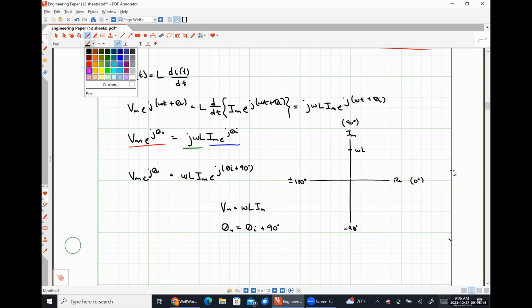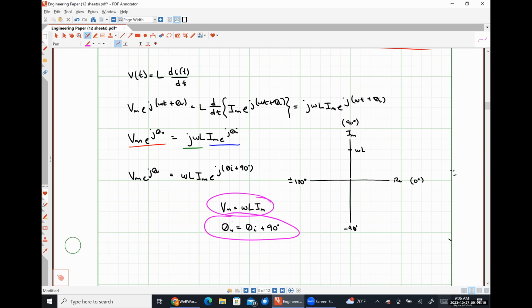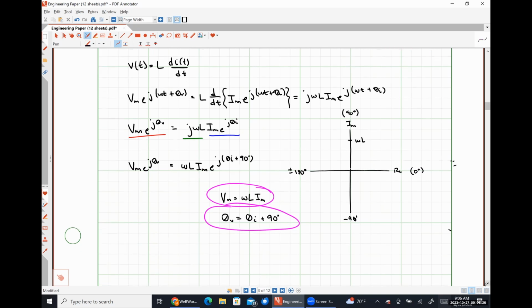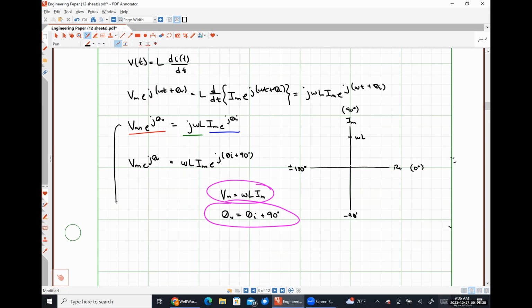So here are two of the relationships that I expect you to remember for this, because they're going to pop up again and again. Going back to what we have up here, Vm e to the j theta v looks like our phasor voltage V. That will be equal to j omega L times our phasor current I.